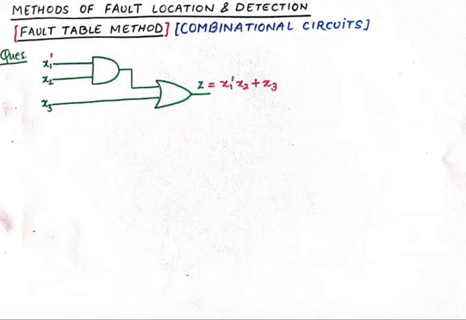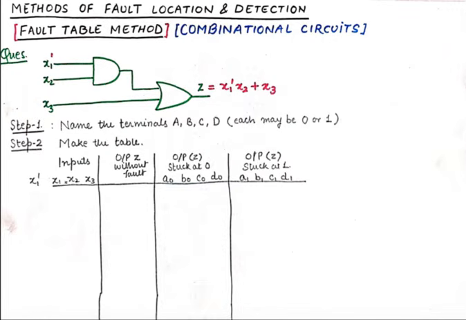Now this combinational circuit has three inputs, x1, x2 and x3, and it can possibly have 8 different combinations of output for 8 different inputs. So for all those combinations of inputs, we must inspect to check whether this circuit is fault free. That is our objective. It will become clearer as we go on and solve this question. So let's go step by step.